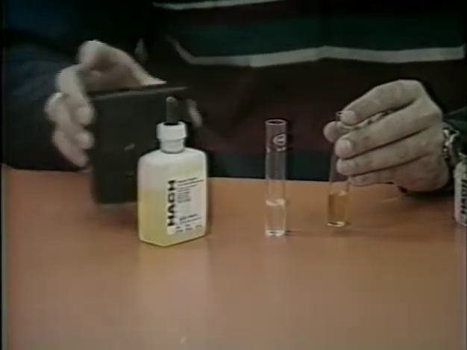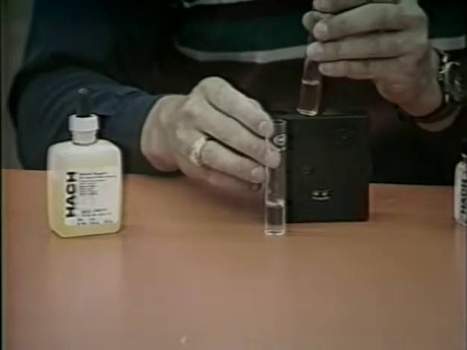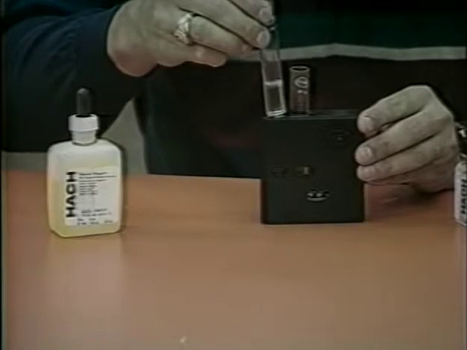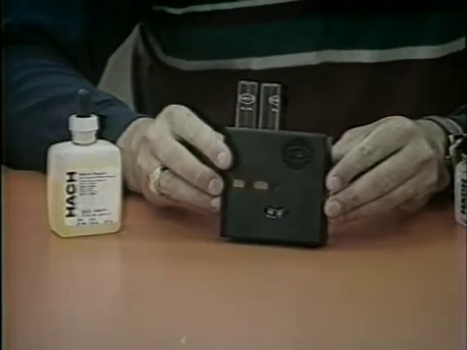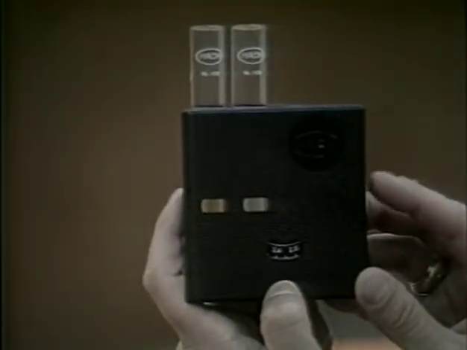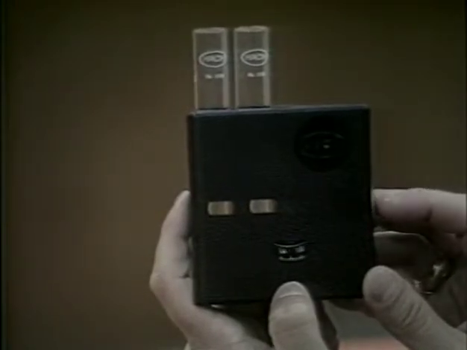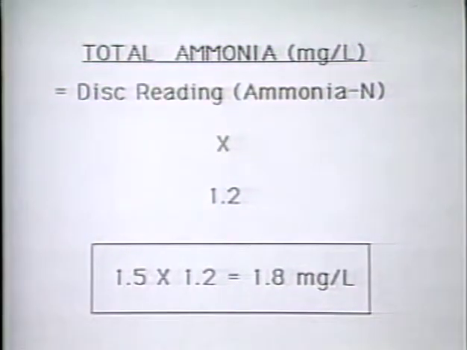Insert the tube, which contains Nessler's reagent, into the opening on the right side of the color comparator. Insert the other tube containing untreated sample into the left opening. This tube cancels out any color resulting from the pond. Hold the comparator up to the light source and rotate the disc to obtain a color match. Read the disc to obtain the milligrams per liter total ammonia nitrogen. To convert this value to milligrams per liter of total ammonia, multiply by 1.2.